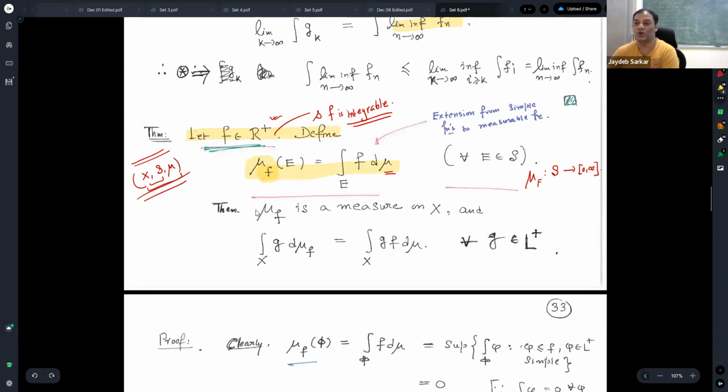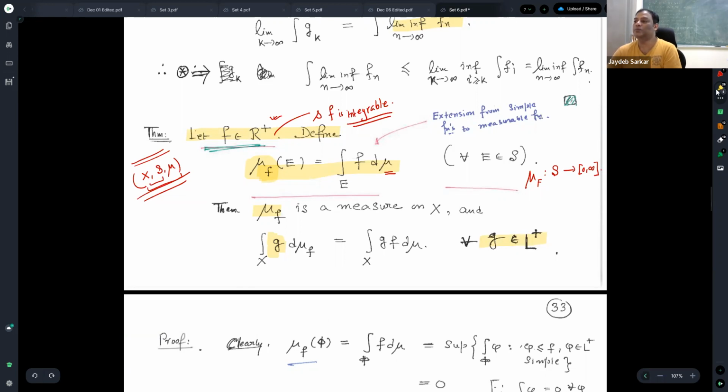Then, as I said, you prove in reality that mu f is indeed a measure, and not only that, if you integrate a function with respect to the new measure mu f, you are going to get the integration of g f d mu for each g in L plus.